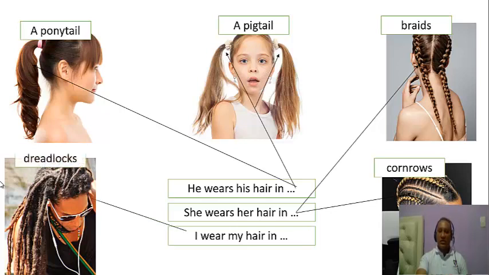And then the guy over here wears his hair in dreadlocks. The famous Jamaican hairstyle, dreadlocks. Bob Marley and others wear their hair in dreadlocks. So I wear my hair in dreadlocks. Remember, a ponytail, a pigtail, braids, cornrows, and dreadlocks.